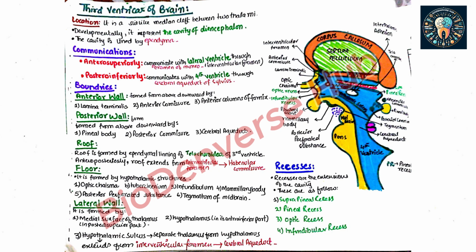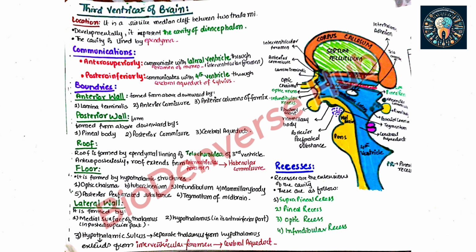Then we have the floor, which is formed by the hypothalamic structures, that are number one, the optic chiasma. After that, we have the tuber cinereum. Then we have the infundibulum, the mammillary body, the posterior perforated substance, and the tegmentum of the midbrain. So these were all the structures that form the floor of the third ventricle of the brain.